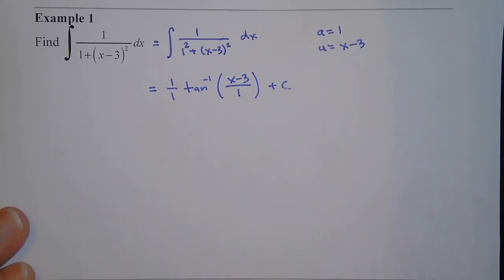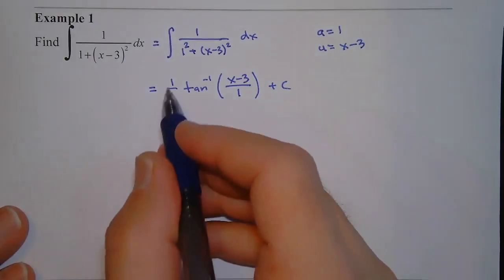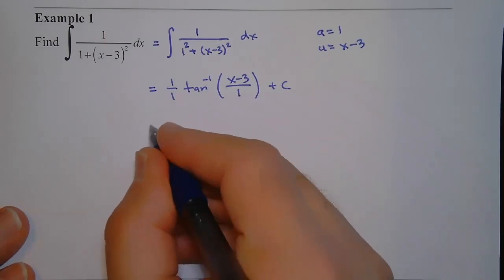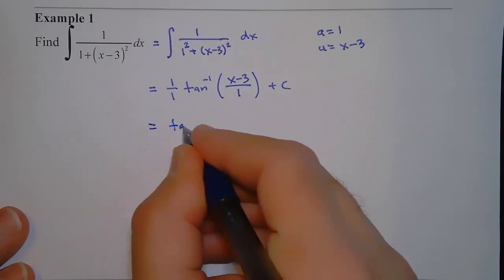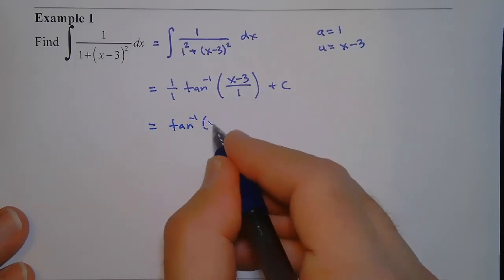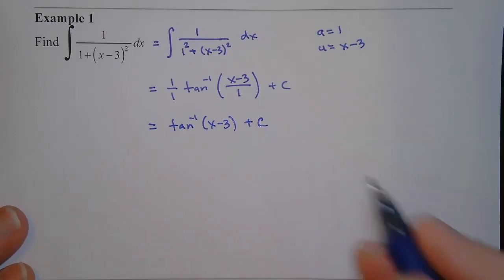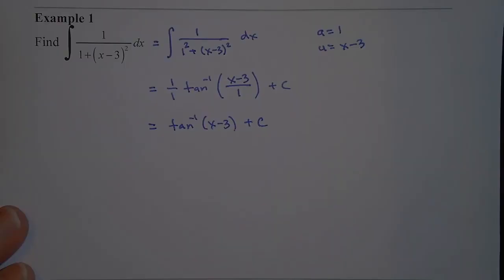Now we'd want to clean this up a little bit, okay? So this was a nice problem that we could clean up because a is 1, all right? So 1 over 1 is just 1. So this is really just tan inverse of x minus 3 over 1, which would be x minus 3 plus c, okay? And that's example number 1.